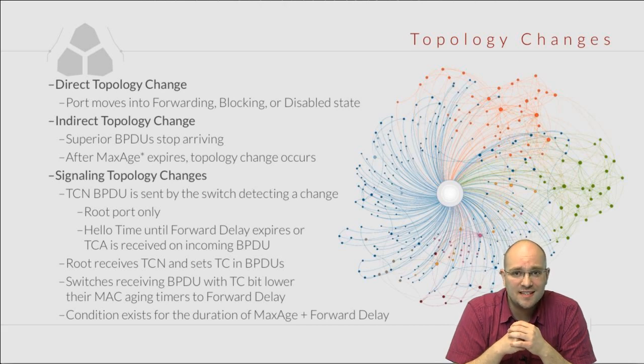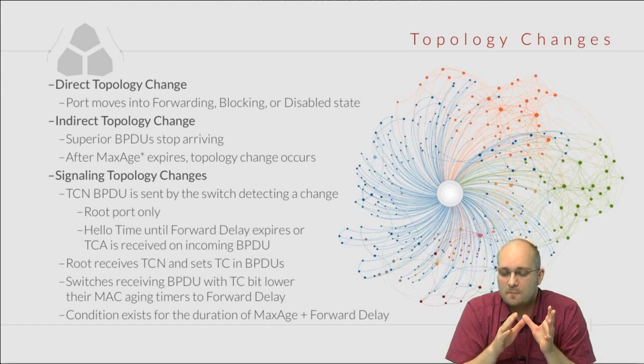When the switches receive the configuration BPDU with the TC bit set to 1, they're going to lower their MAC aging timers from the default, which on Cisco is 300 seconds, to the duration of the forward delay. The forward delay by default is 15 seconds. Now, the topology change bit being set to 1 and sent in the configuration BPDUs by the root switch is a condition that is going to exist in our network for the duration of the max age and the forward delay combined, which means 35 seconds by default.